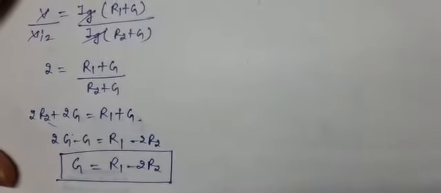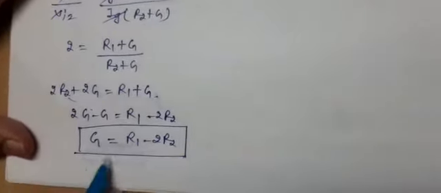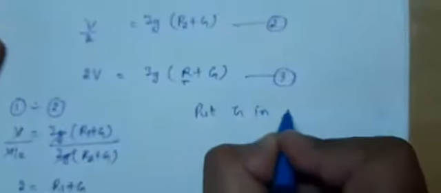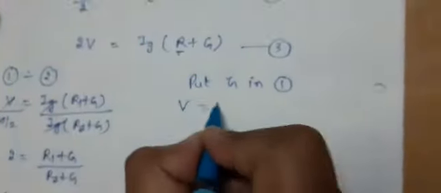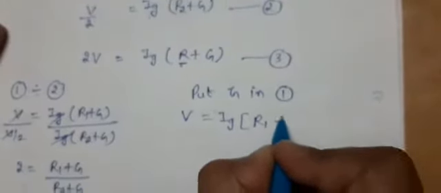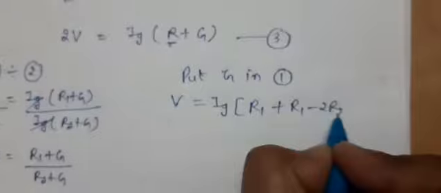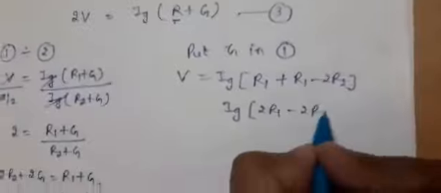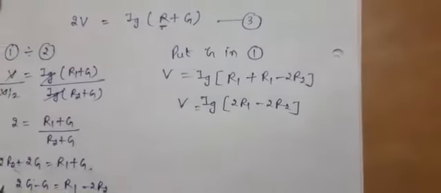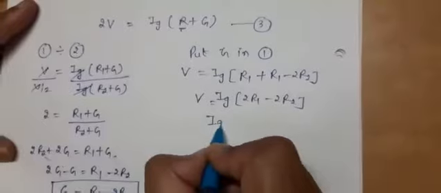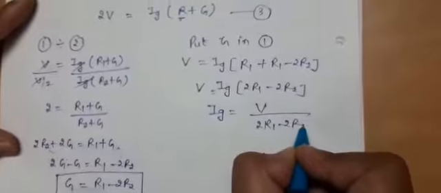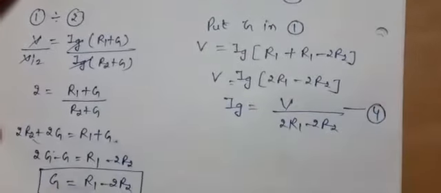G we have obtained in terms of R1 and R2. So what should we do? Substitute this value of G in either the first or second equation. I am putting this value of G in equation 1. So V equals Ig times (R1 + G), where G is R1 minus 2R2, so here 2R1 minus 2R2. From here we can calculate the value of Ig. This is V upon (2R1 minus 2R2). Let it be equation 4.